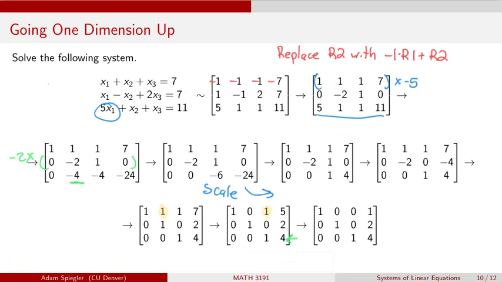So now I can see my solution from this augmented matrix, which is that x1 should equal 1, x2 needs to equal 2, x3 is going to equal 4, and we can see here this system of 3 linear equations in variables x1, x2, and x3 has one unique solution.